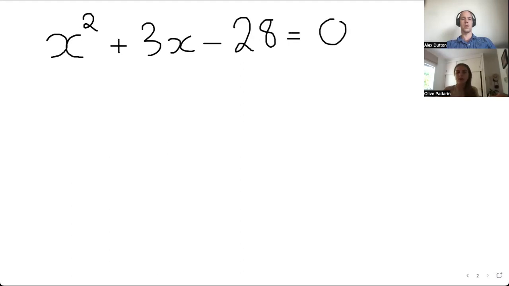Can I do it factorization? On my, do you want me to do it on here or should I do it on my iPad? I think you can do it on your iPad. Okay. Great.